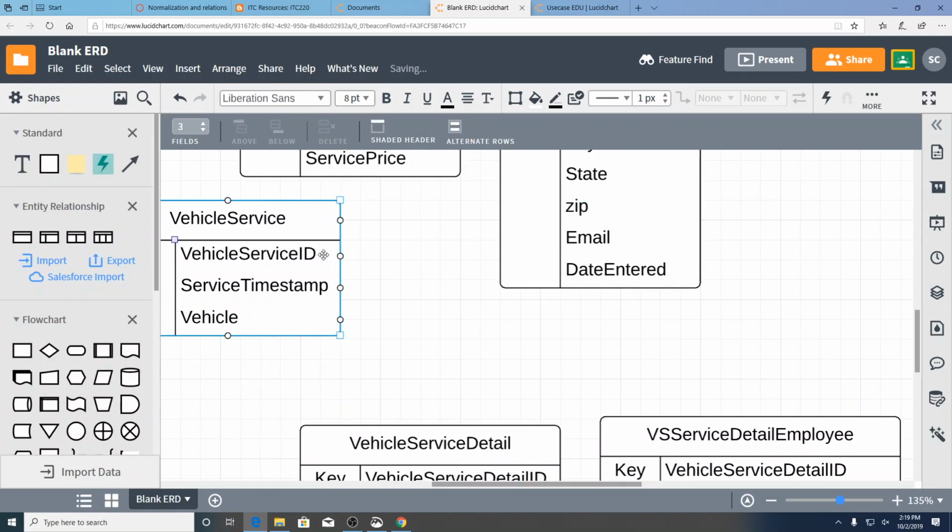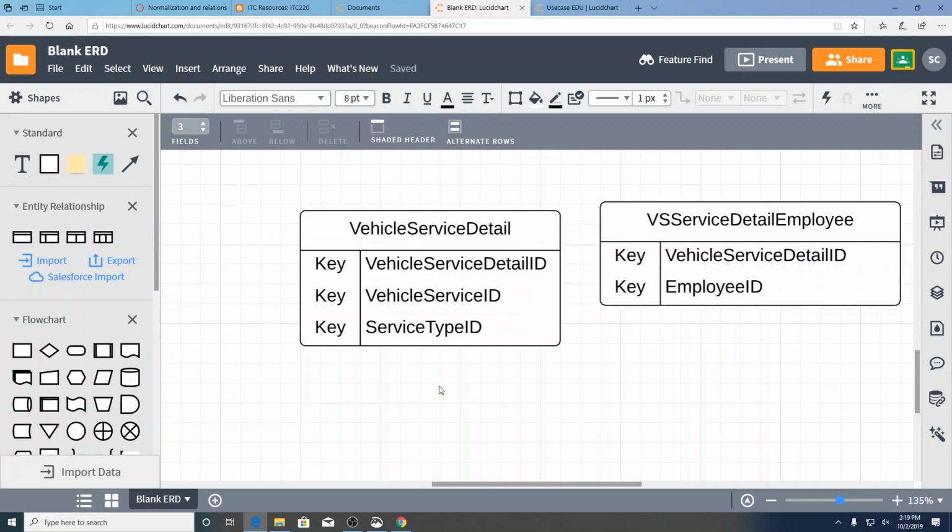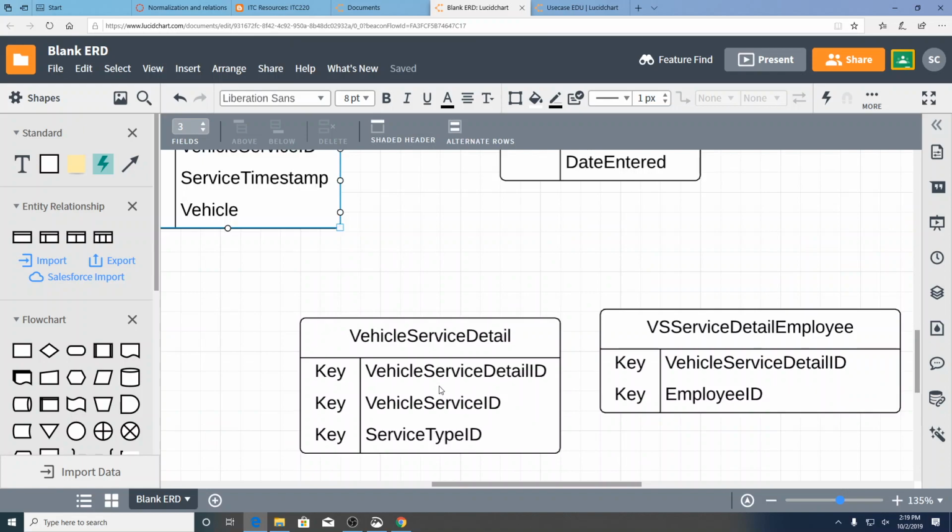All right, so you get the service, what time, what vehicle. And say that this is the vehicle service ID. So this is basically the 10th one for the day or whatever. Say it's number 10. So this would be 10, this one would be 10, and this one would be 1. And then the service type ID is an oil change. Does that make sense?